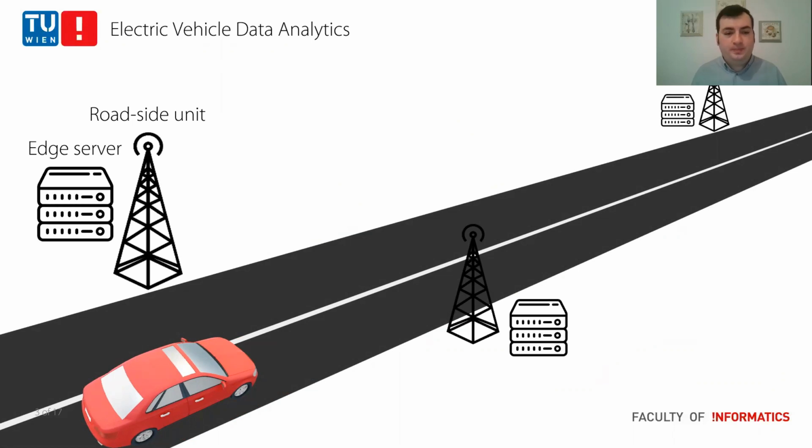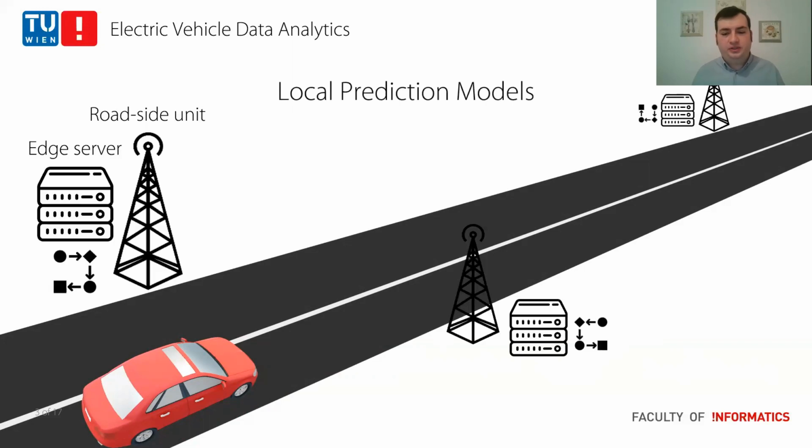So in the edge computing paradigm, computational resources are brought from a central location to the edge of the network, where the data is generated and also where the data is needed. The objective of edge computing is to achieve low latency, high bandwidth, as well as enhanced privacy. So these edge nodes process the data collected by the roadside units and train local prediction models. This is, of course, a kind of geographically distributed machine learning architecture.